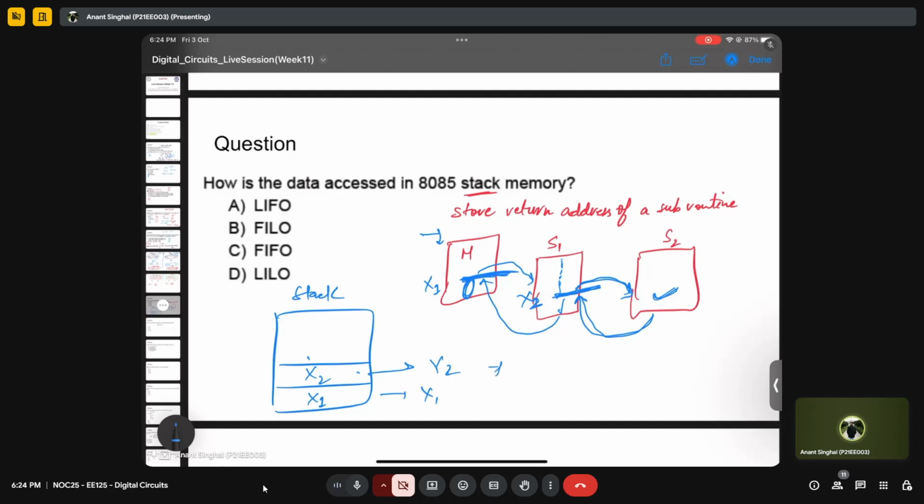So can I say that this is nothing but last in, first out? So basically whatever has entered the stack last has to get out of the stack first. So this is nothing but last in. At the last we have X2, we have entered X2 in the stack and it has gone out first. So that is why we call it last in first out. So the correct procedure that the 8085 stack memory follows is LIFO, which is last in first out. So option A is the correct answer.